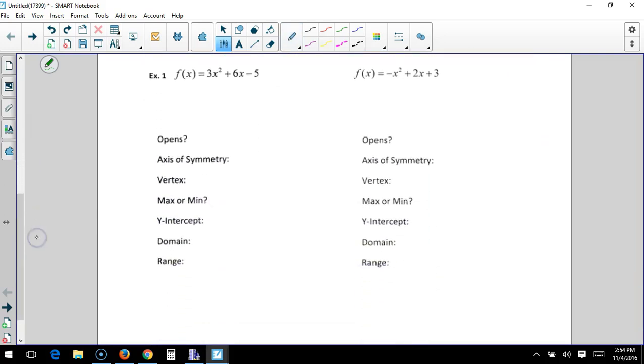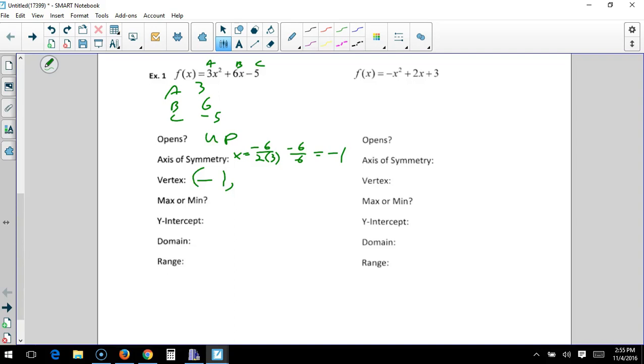So let's look at this information, these quadratics. Remember, we have a, b, c. I suggest getting in the habit of identifying them like this. So, which way does it open? Well, 3 is positive, so it opens up. The axis of symmetry, x equals the opposite of b over 2a. That's negative 6 over 6. So x equals negative 1. Now, that is the x-coordinate of our vertex.